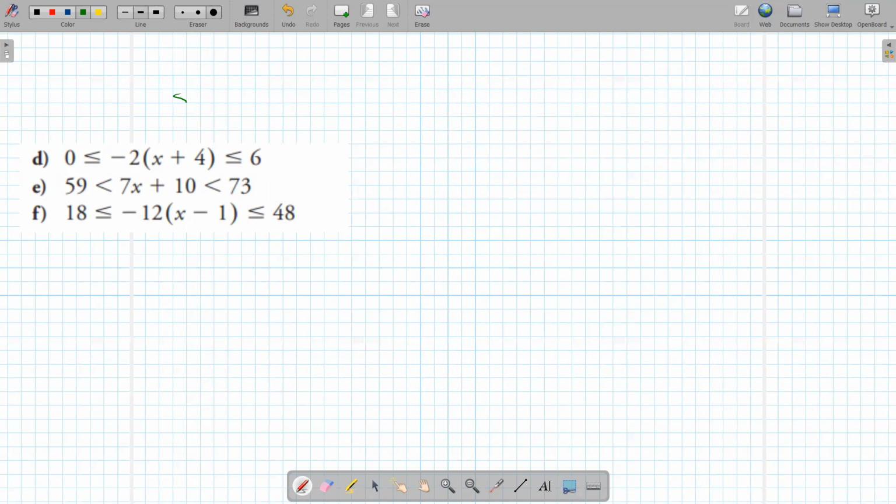Let's look at this triple inequality. How do we solve something like this? The first one there, D. What do we do on all three sides? Or actually, what would you do, the first thing? Do you open the bracket? Yeah, we can open the brackets. You'd get negative 2x minus 8, 6.